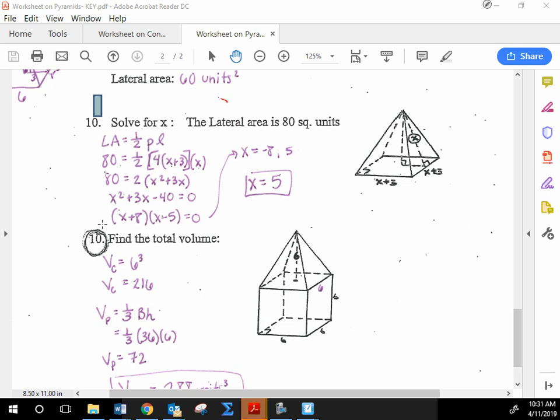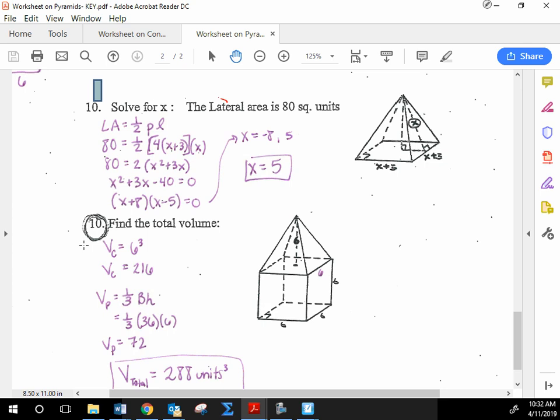Alright, so number 10. There's two number 10s. Raise your hand if you want the first number 10. Raise your hand if you need the second number 10. Okay, we'll take the second.